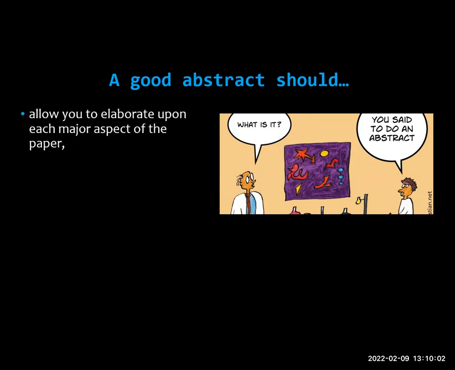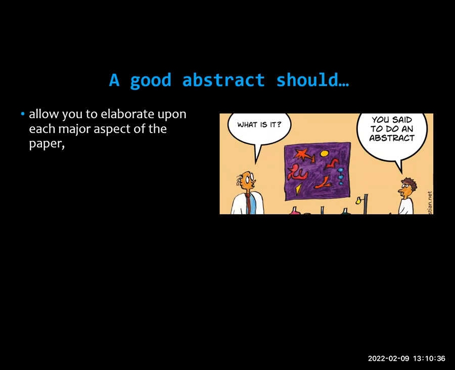Now, a good abstract should allow you to elaborate upon each major aspect of your topic or your research. By this, we mean you're not going to want all the details in the abstract. You're just going to want to hit the highlights. It's a summary. So don't provide too much information. You want to provide enough to give the reader an idea of what's going on, but you don't want to present everything in that 150 words or fewer.